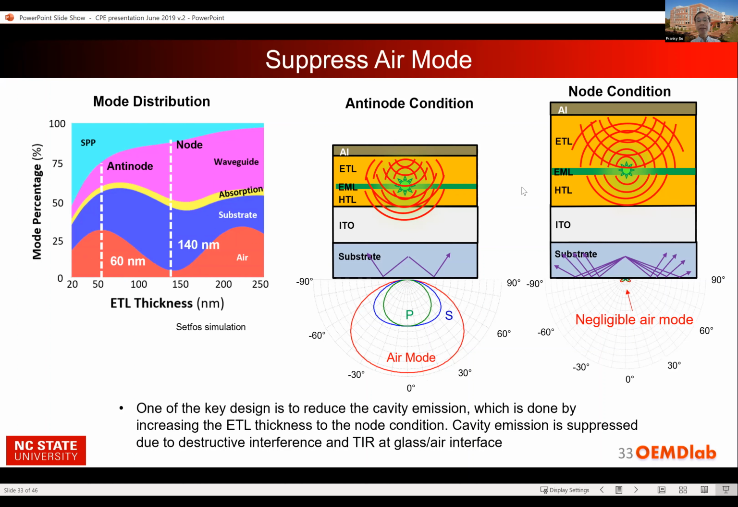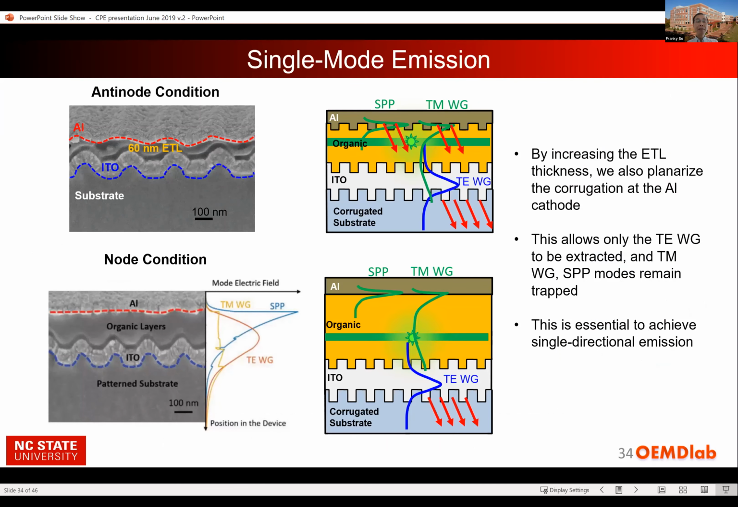So this is the typical OLED. Now, when we have the device at the node condition, you get very little light extracted, and all the light is being trapped inside the OLED. Okay, so now let's see what happens when we make a device on the corrugated substrate. You see this is the cross-section SEM. This is the profile of the substrate, and this is the ITO, and you can see the corrugation profile up to the aluminum. This is the cathode layer, right? So that means in this particular case, all the modes will be extracted: the TE waveguide mode, the TM waveguide mode, as well as the SPP mode.